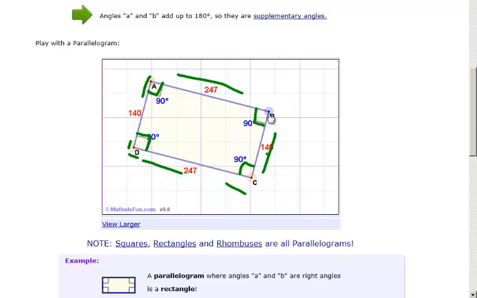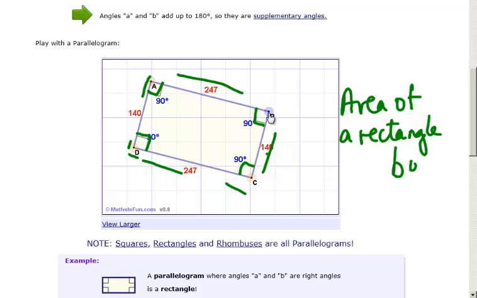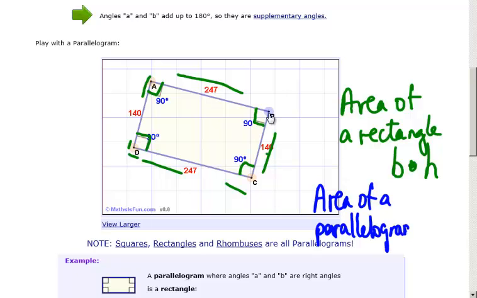So now it's easy for you to remember that we all know the area of a rectangle is length times width, or base times height. And the same way, the area of a parallelogram is also given by the same formula, base times height, where B is the base and H is the height.